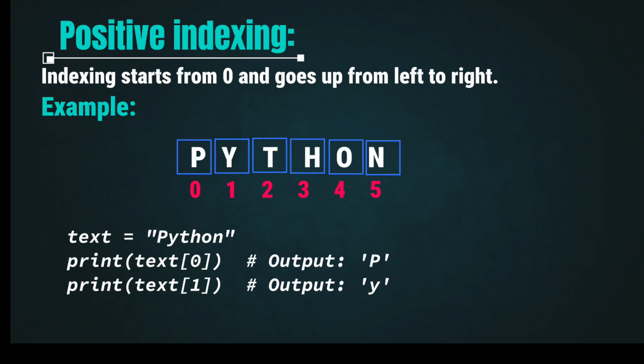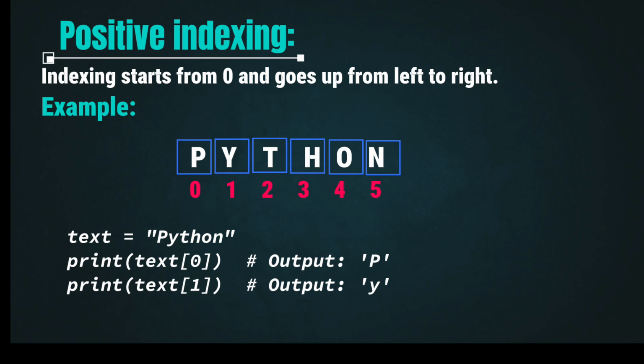In positive indexing, indexes are numbered from left to right, starting at 0. We get any character in a string using an index specified in square brackets. Let's look at this example. The first line creates a string variable named text and assigns it the value Python. 0, 1, 2, 3, 4, 5, these are the index positions.